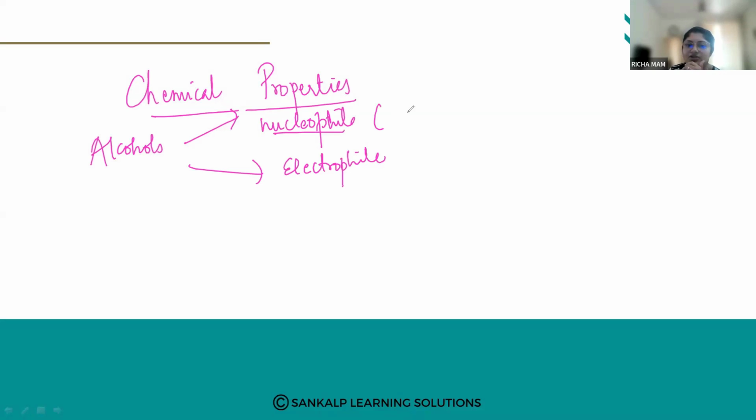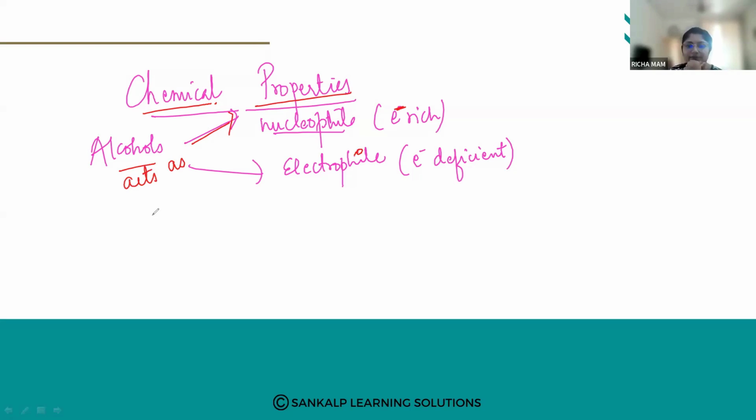Next are chemical properties. Alcohols act both as a nucleophile and as an electrophile. What is the role of a nucleophile and of an electrophile? Nucleophiles are electron rich, and electrophiles are electron deficient. So alcohol acts as a nucleophile, and it also acts as an electrophile.